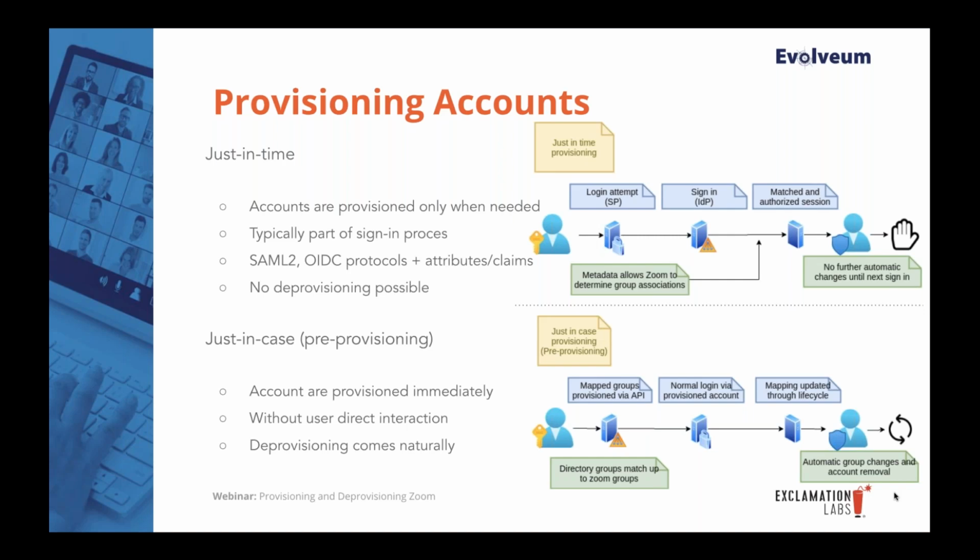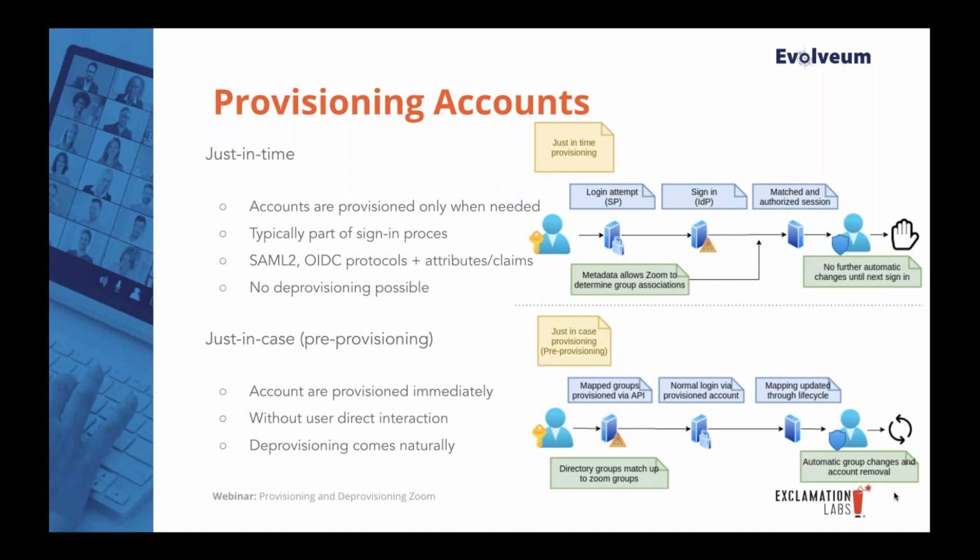But the problem with that is you have no way to deprovision, because all updates or even deprovisioning can be done only when the user is trying to sign in. But usually users who are not active in your university anymore won't sign in again to Zoom, so Zoom won't know the updates and attributes and know it should deprovision or disable the account. So this cannot work.